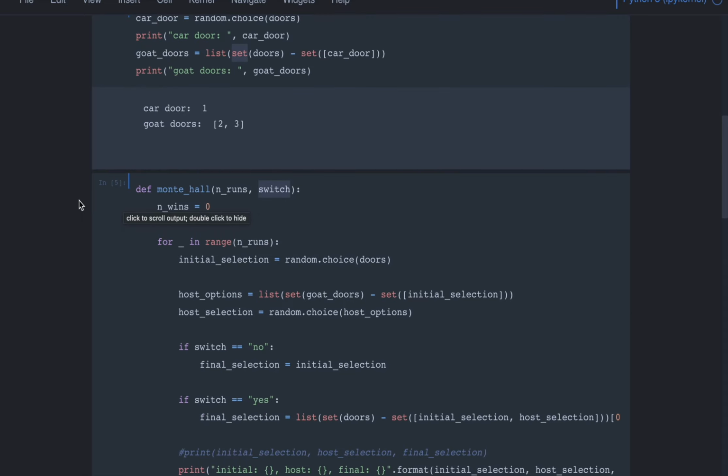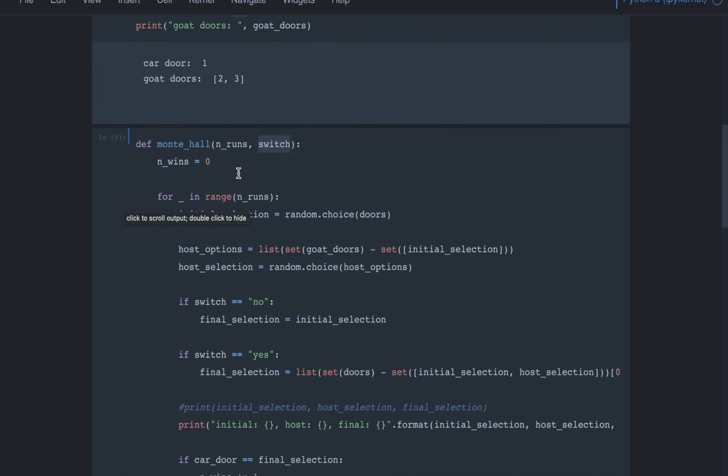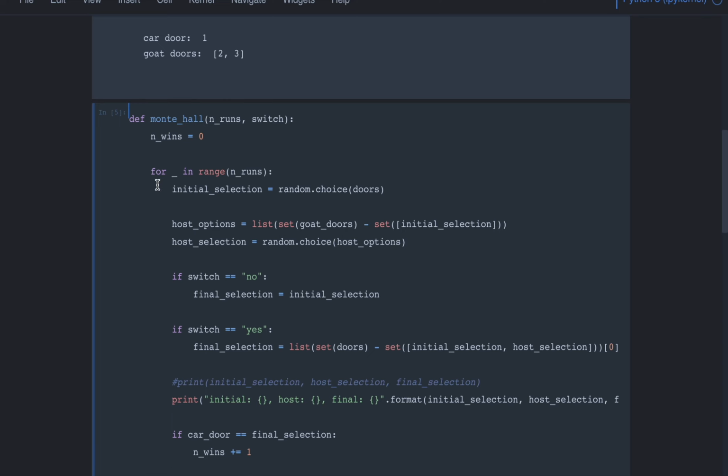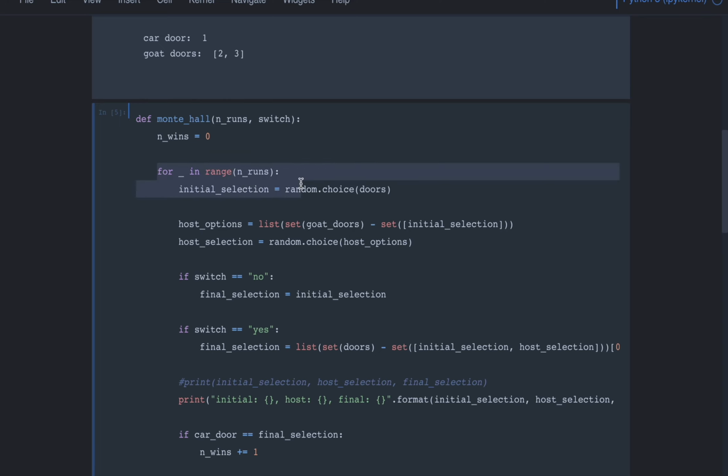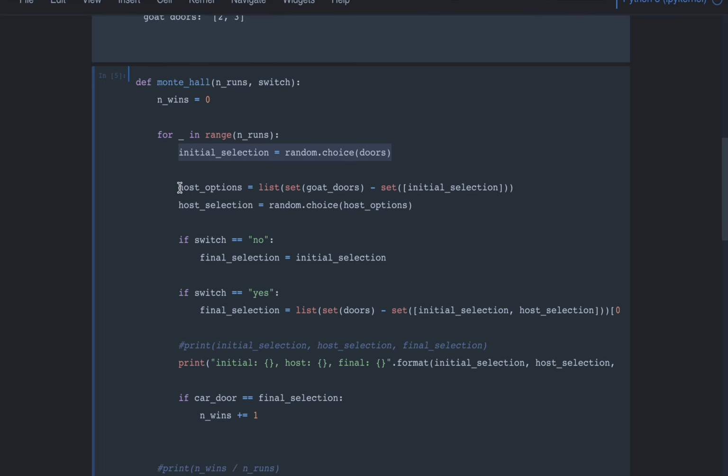Okay, so let's start the simulation. So we are going to run the simulation n number of times with a switch or without switch option. Okay, so do the experiment. This is a function call. Here we are doing the experiment n number of times. And the first time, for example, we have made an initial selection. Now, after we made an initial selection, which is simply picking one of the three numbers, the host will make a selection, right?